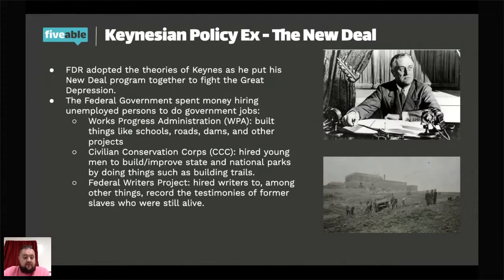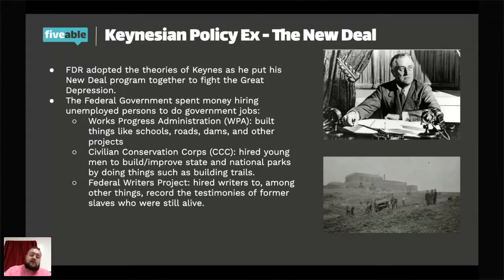So local men from the community that I live in, who were unemployed, were hired to help build the school that I still teach in today, almost 100 years later. Another example was the Civilian Conservation Corps, or the CCC. They hired young men to build and improve state and national parks by doing things such as building trails and bridges in those parks, etc.